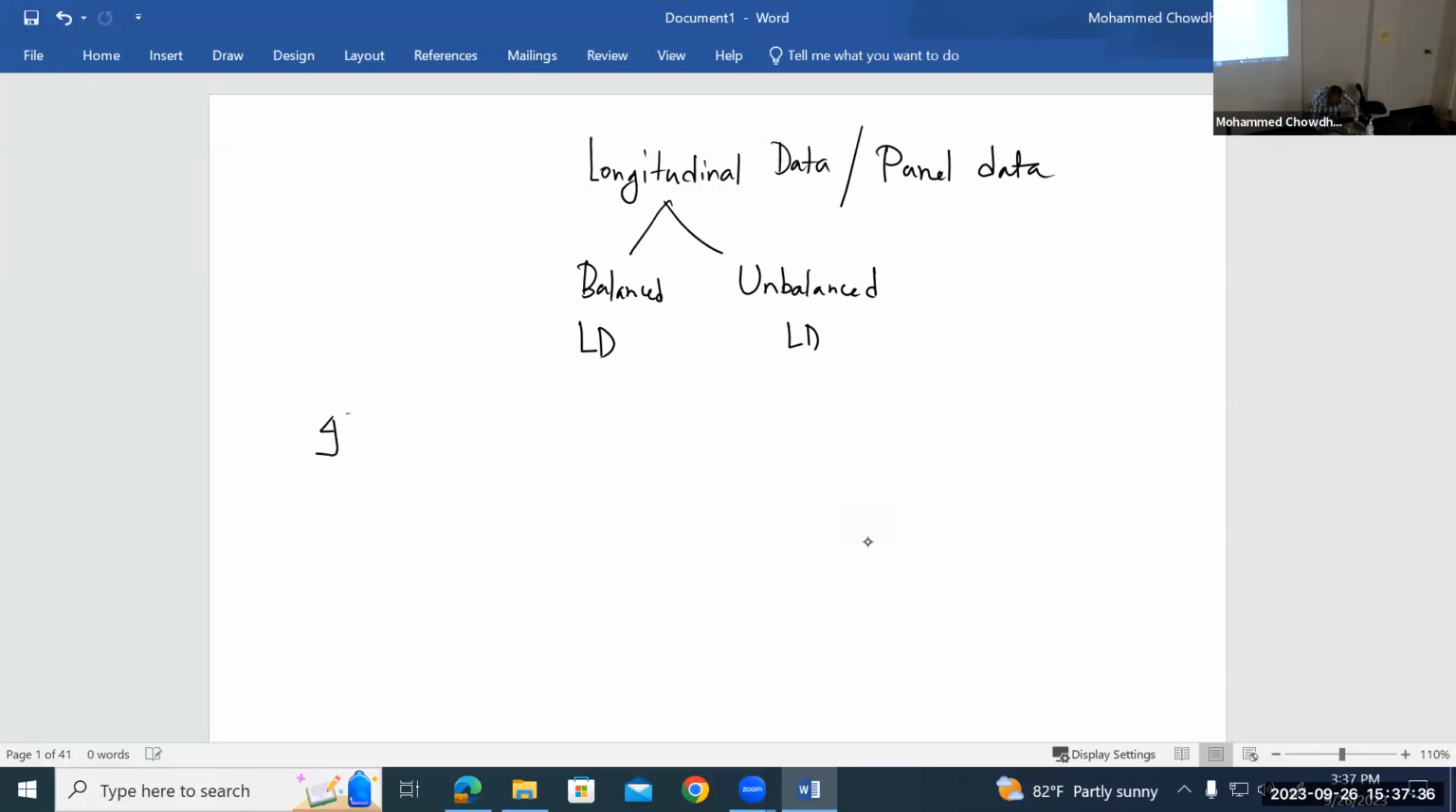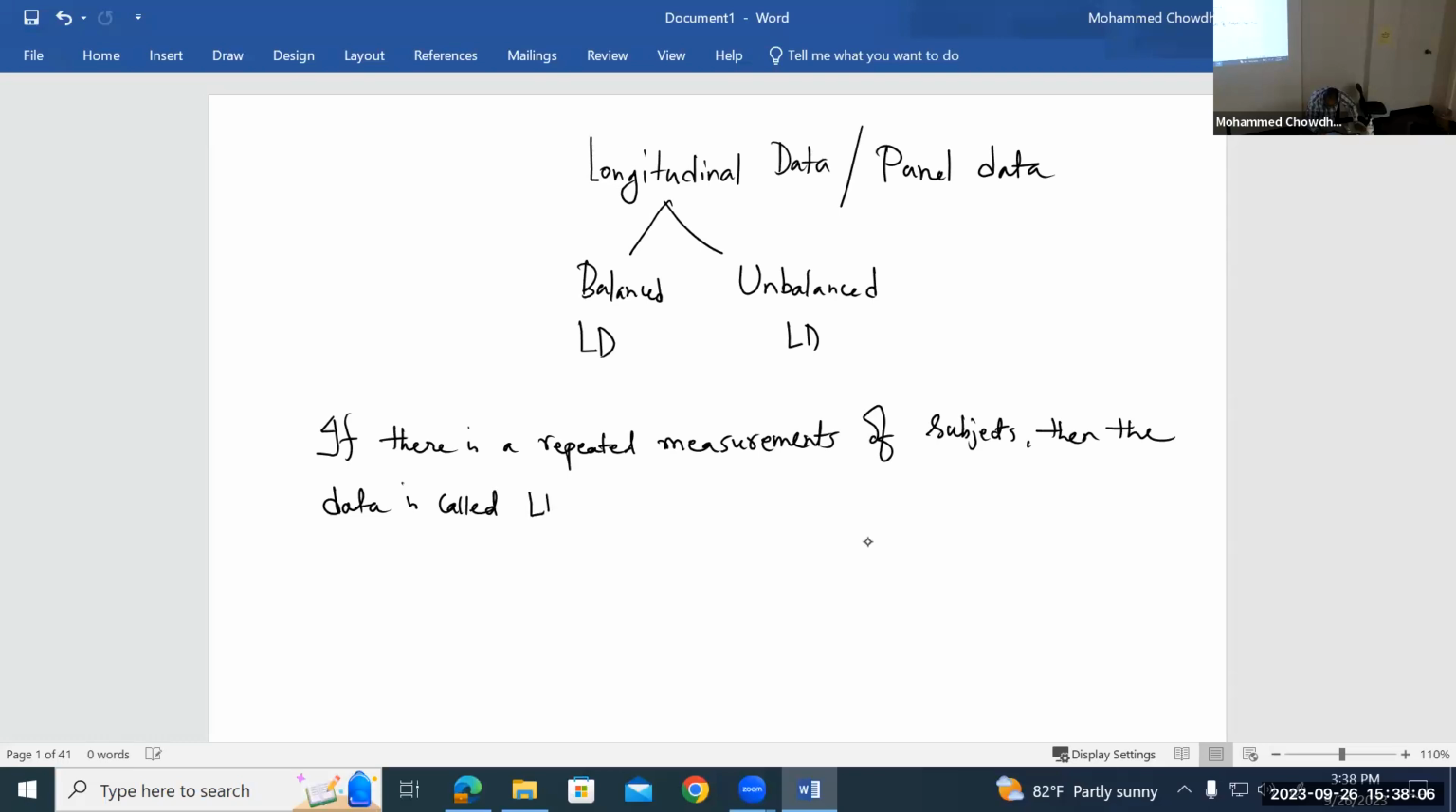If there are repeated measurements of a subject, then the data is called longitudinal data, or repeated measurement data. Suppose all of us, our measurements of height, weight, body mass index, triglyceride, cholesterol, systolic blood pressure, and diastolic blood pressure are taken today, and next week again, and then the week after next week again, then the data is put together, and that is called the longitudinal data.